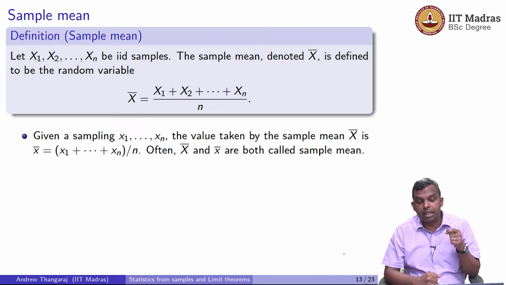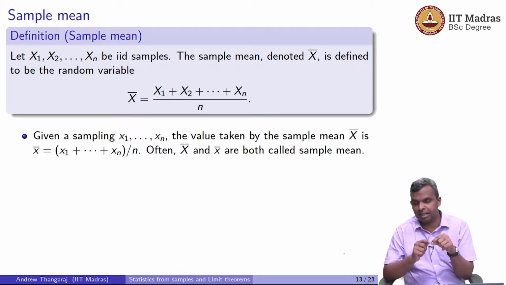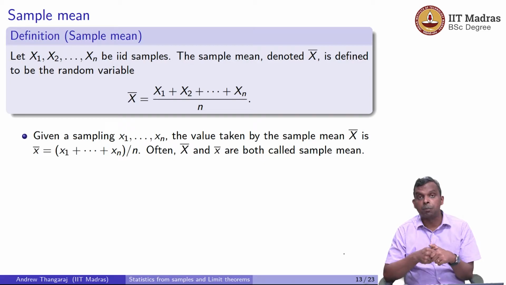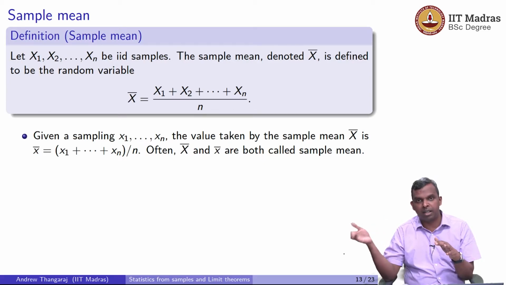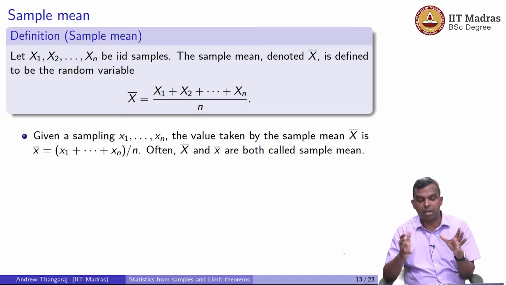Given a particular sampling x1 to xn, the sample mean will take a particular value. The sample mean is a random variable, the way I have defined it. Capital X1 to capital Xn are random variables, they are the random samples. The sample mean itself is a random variable. X bar is a random variable. It's defined as a function of x1, x2, xn: x1 plus x2 plus xn divided by n. So it's a random variable.